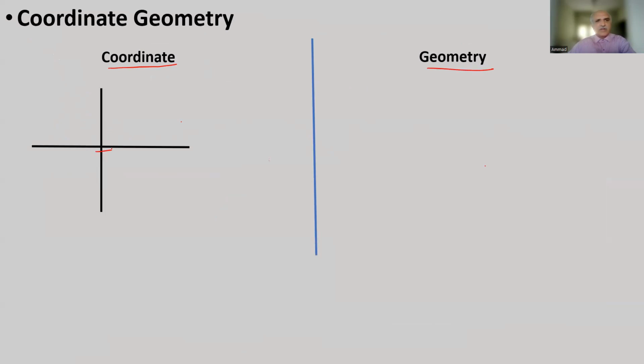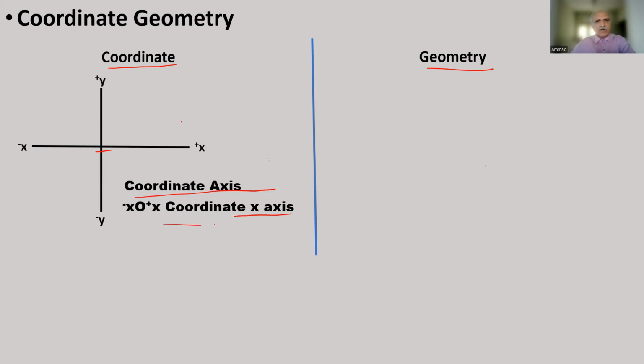Coordinate geometry: there are two words, coordinate and geometry. If we draw a straight horizontal line and a vertical line, we call these lines coordinate axes. The horizontal line is called the x-axis, and the vertical line is called the y-axis. Where these two lines meet, we call it the origin.